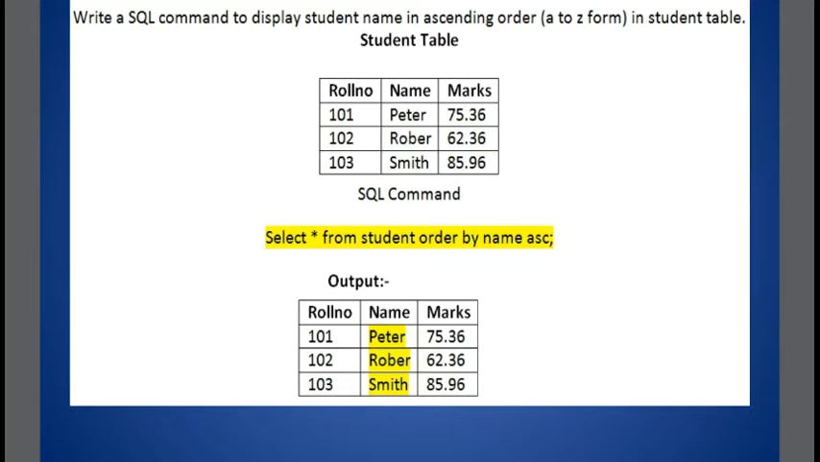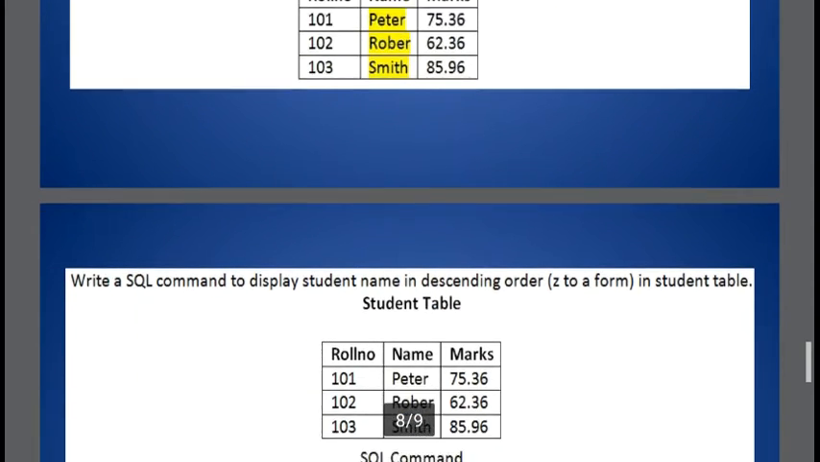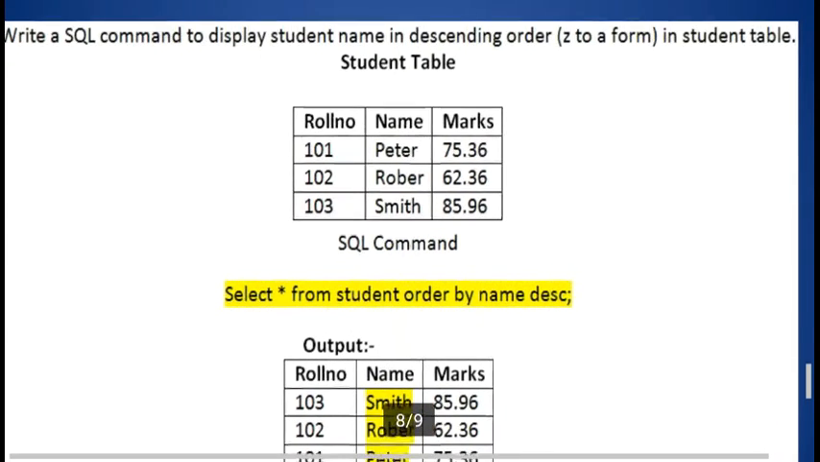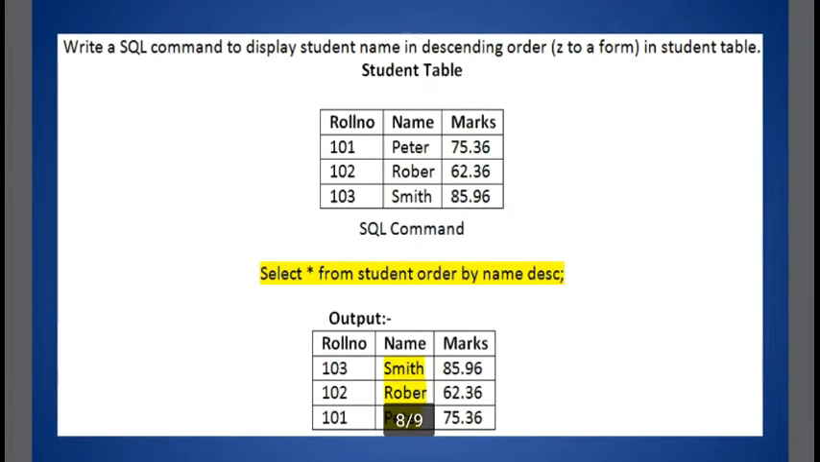But I want to see all the names in descending order. You can see the same example, but with one difference: SELECT star FROM student ORDER BY name, and here I am using DESC. DESC means Z to A form. You can see first Smith, then Robert, then Peter in the output. So SELECT star FROM student ORDER BY name DESC.